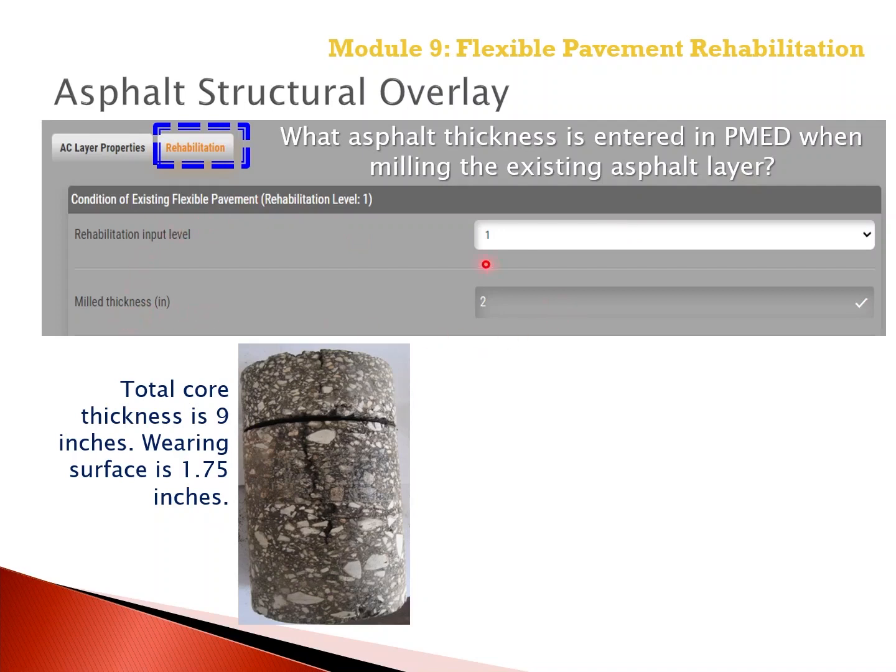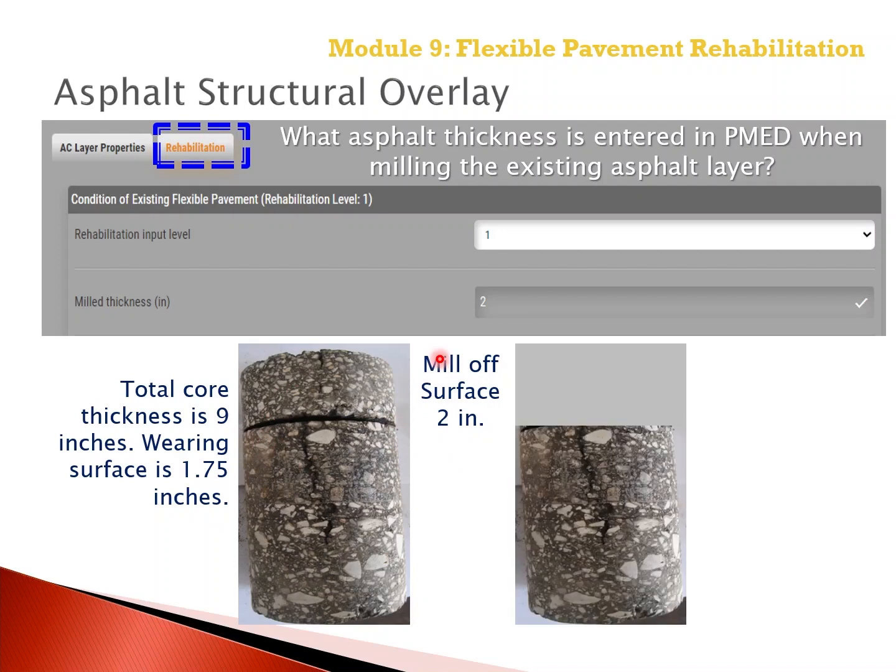So if we have a mill thickness of, let's say, 2 inches for this pavement structure or core, the total core thickness is 9 inches. The wearing surface is about 1.75 inches, as you can see, which has become debonded. So the rehabilitation strategy is to mill this debonded wearing surface and then place an additional structural asphalt layer. So we're going to mill off 2 inches to ensure we're below the debonded layer.